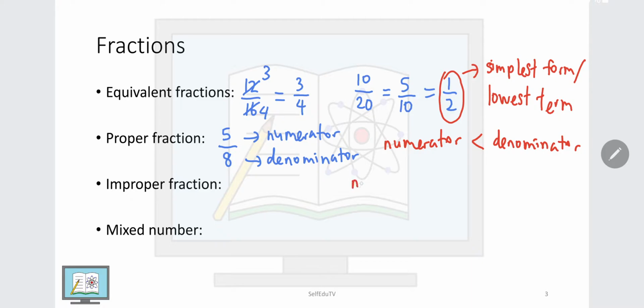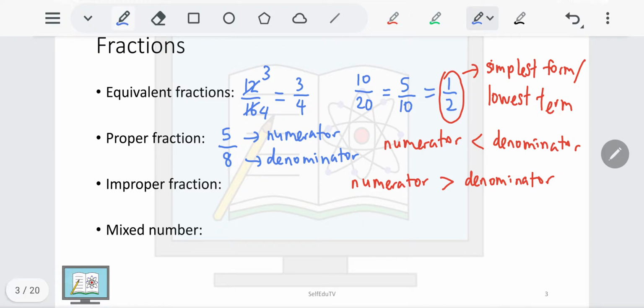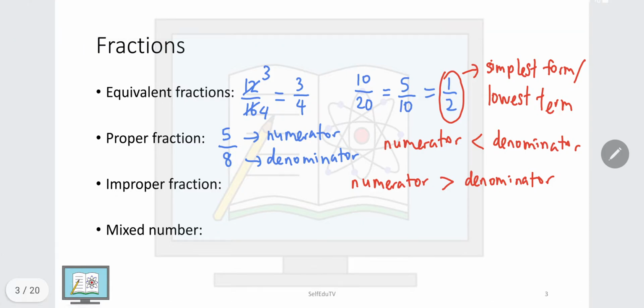So if its numerator is greater than its denominator, that fraction is known as an improper fraction. So example would be something like this, 7/2. Can you see its numerator is bigger than its denominator? So 7/2 is an example of an improper fraction.